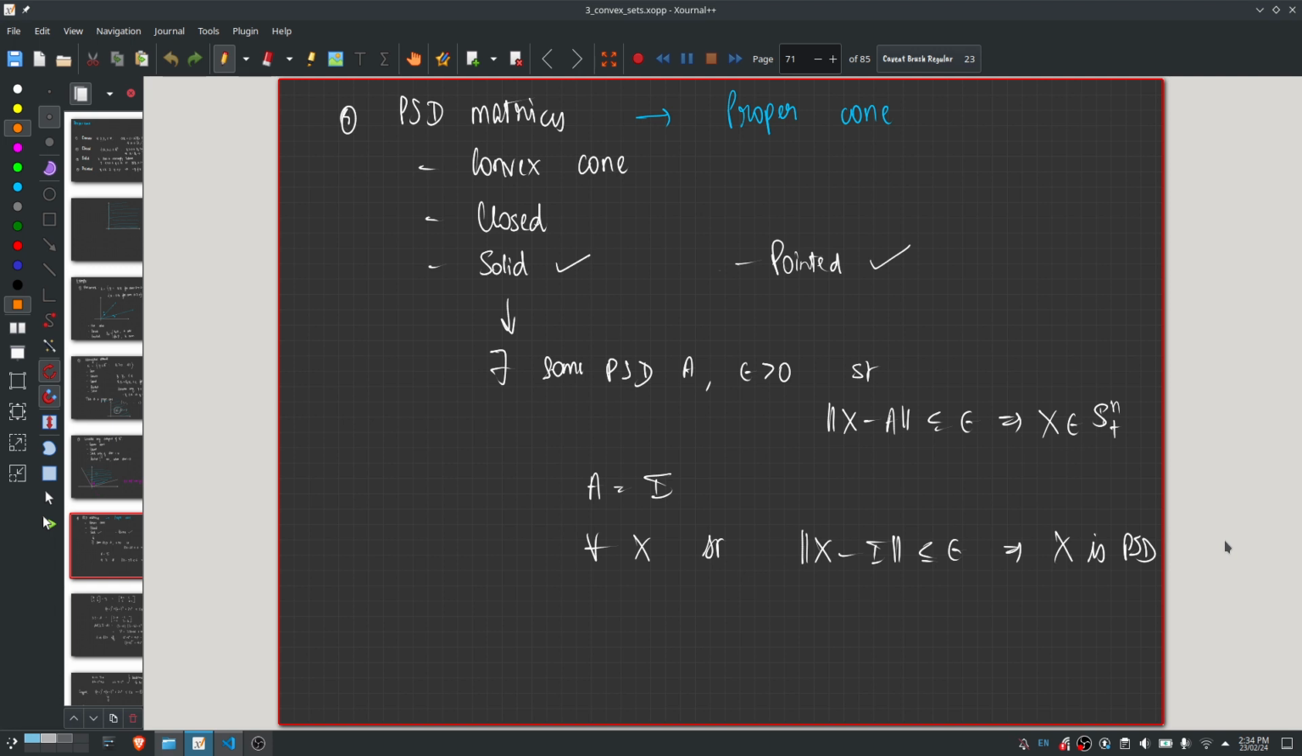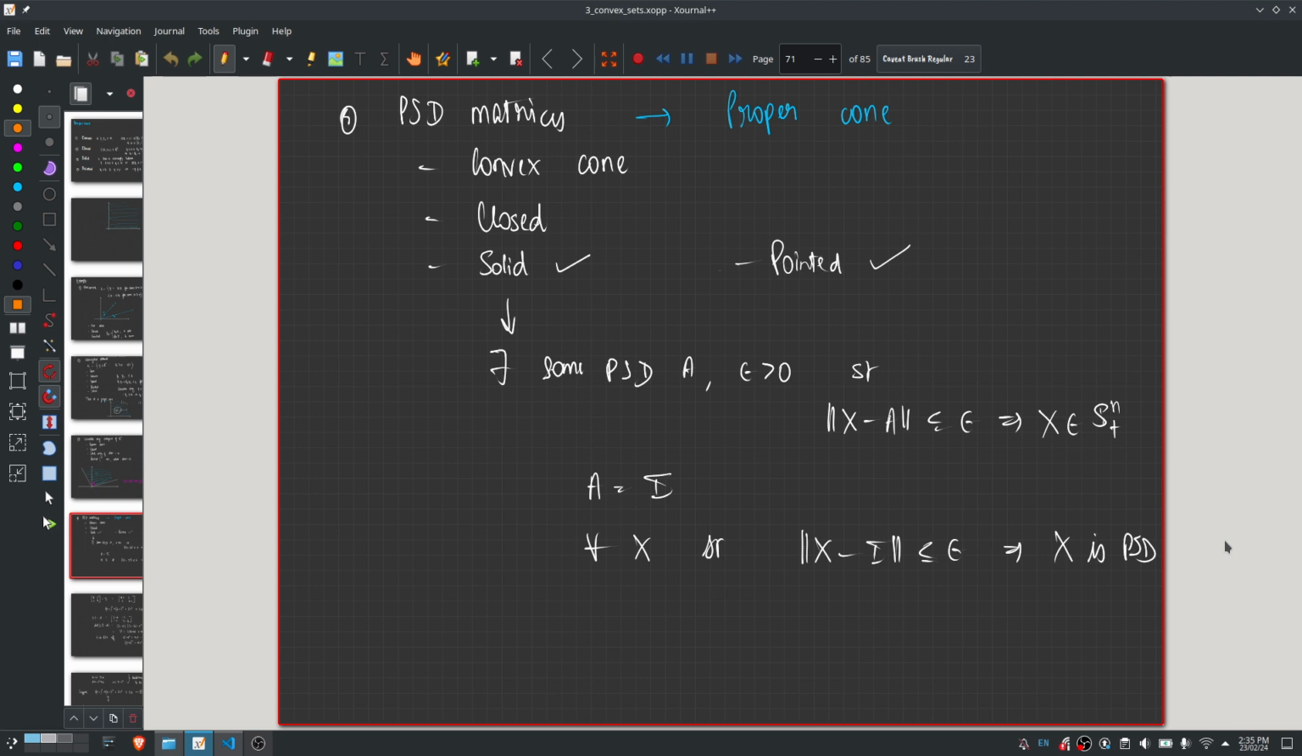Another special class of proper cones is this class of positive semi-definite matrices. In the previous class, we showed that it's a convex cone, it is closed and it is pointed, but I didn't give a complete proof for the property that it is also a solid cone. So let's try to prove that.